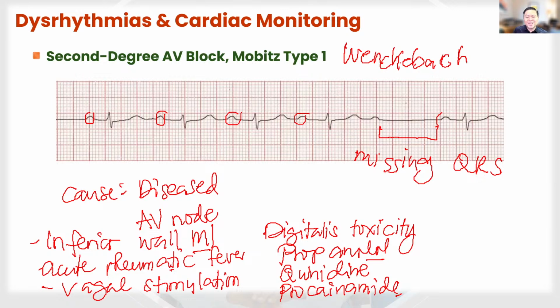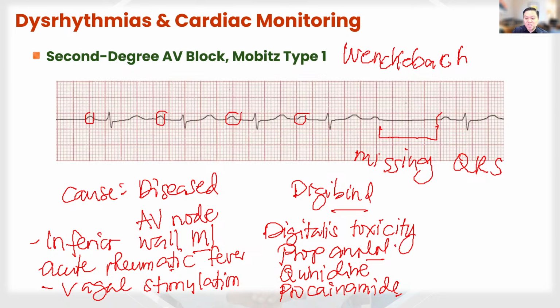So what are we going to do here for this patient with the type 1 second degree heart block? We're going to treat the underlying cause. So if the cause was digitalis toxicity, then we're going to have to treat that. Remember about the Digibind, which is the antidote for the digitalis toxicity.